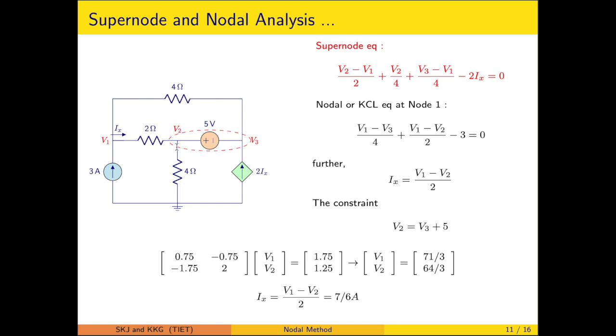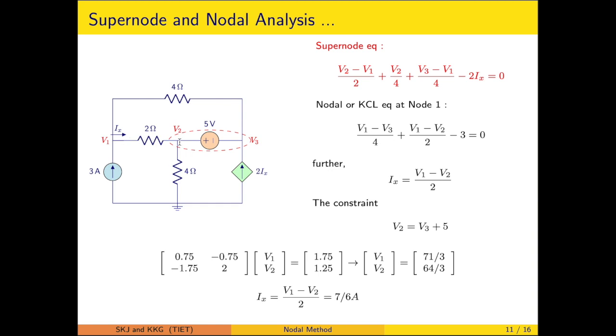So instead of this, the process is that a supernode is identified and we write the KCL equation at the supernode, keeping the outgoing current as positive, and the outgoing current is to be calculated from the previously assigned node voltages. So in this particular case it is (V2 minus V1) upon 2.